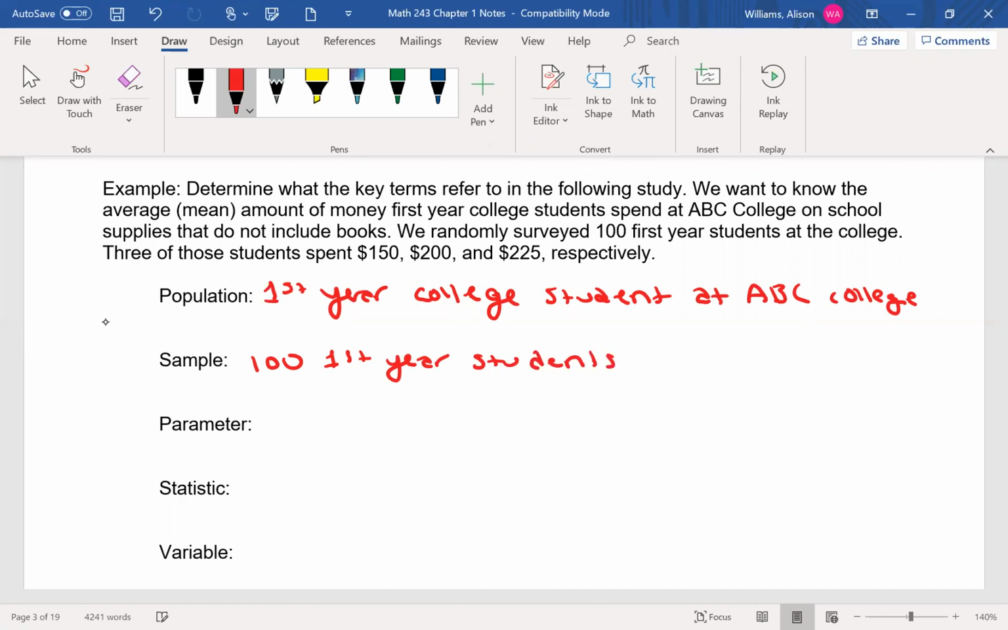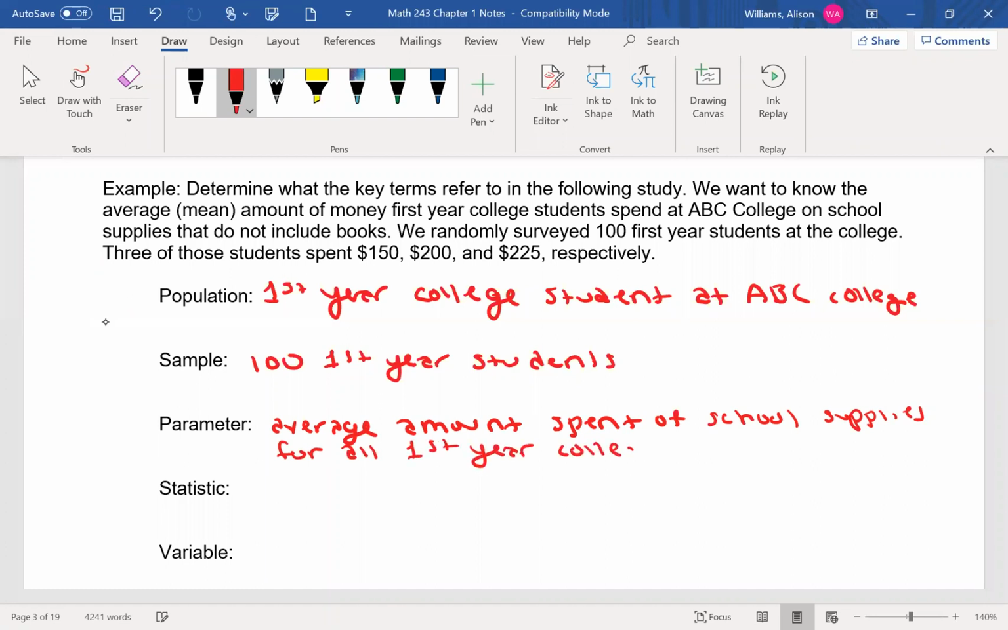The parameter would be the mean or average amount spent on school supplies. So average amount spent on school supplies for all first years at ABC. Here, I'll just put ABC. Okay, so it's talking about all of them. That's the parameter, the mean for all of them.